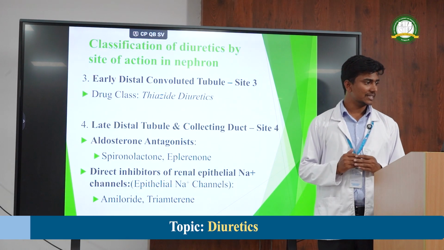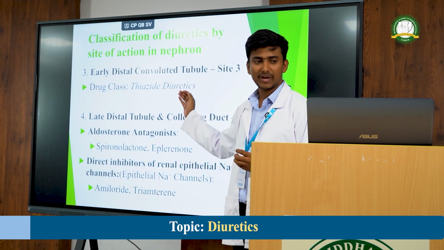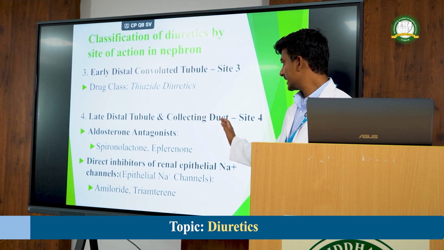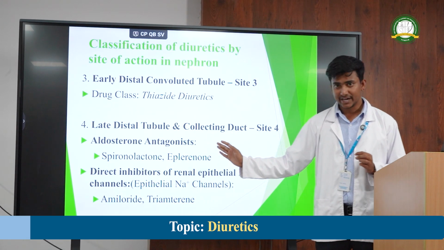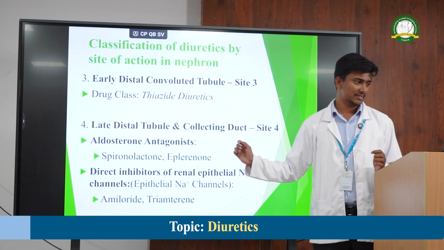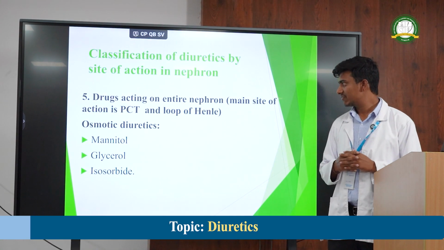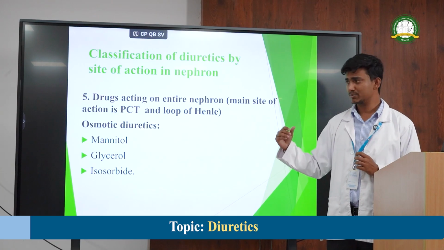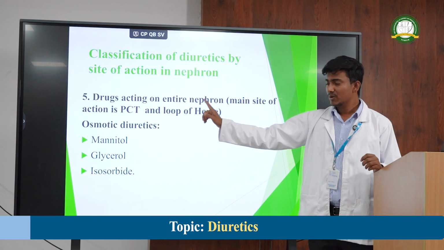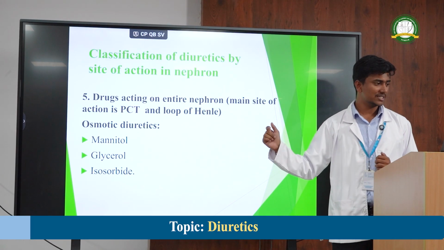The third is the early distal convoluted tubule, that is site 3. Our thiazide diuretics mainly act here. The fourth is the late distal tubule and collecting ducts. Drugs like aldosterone antagonists, especially spironolactone, and amiloride act here. And the last class is drugs acting on the entire nephron. These are especially osmotic diuretics, which mainly act on the proximal convoluted tubules and loop of Henle. Examples are mannitol, glycerol and isosorbide.